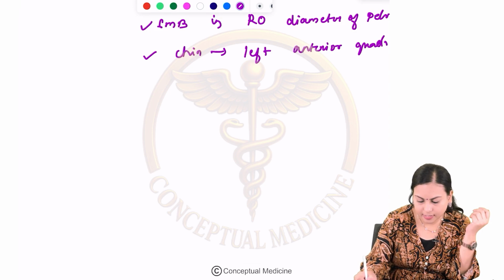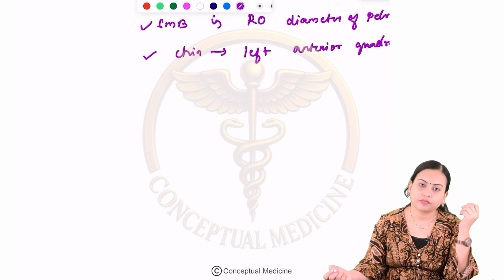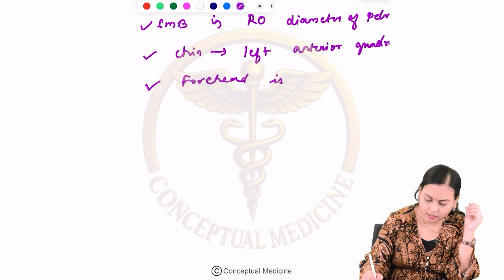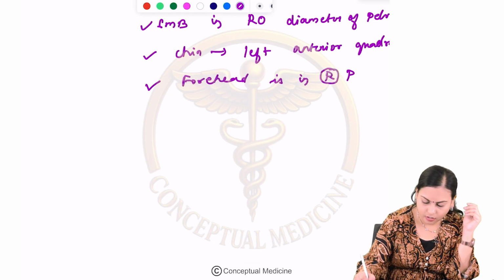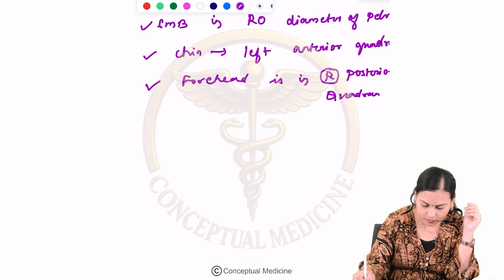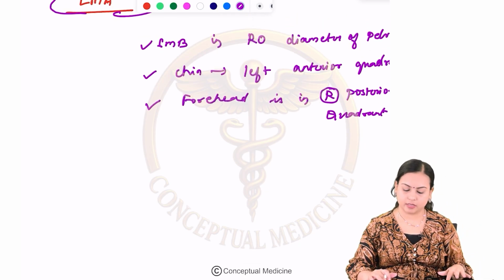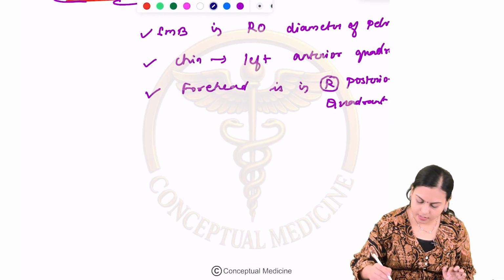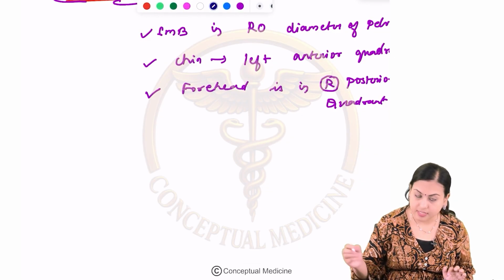Chin is going to be in the left anterior quadrant. That is why it is called as left mento anterior. Where will be the forehead? Forehead is in right posterior quadrant. Clear? Right.